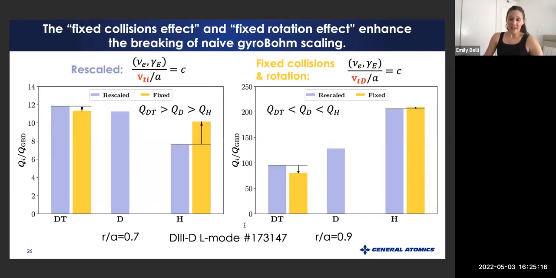So for our D3D case, in both the core on the left and in the edge on the right, the effect of keeping the collisions and rotation fixed in absolute units, rather than rescaling with respect to the main ion species, stabilizes the DT turbulence and destabilizes the hydrogen turbulence, as indicated by the change in the fluxes from the blue to the yellow bars. However, because the effects are relatively weak, the overall trend of the mass scaling in each region, whether gyroBohm-like in the core or reversed in the edge, is preserved.